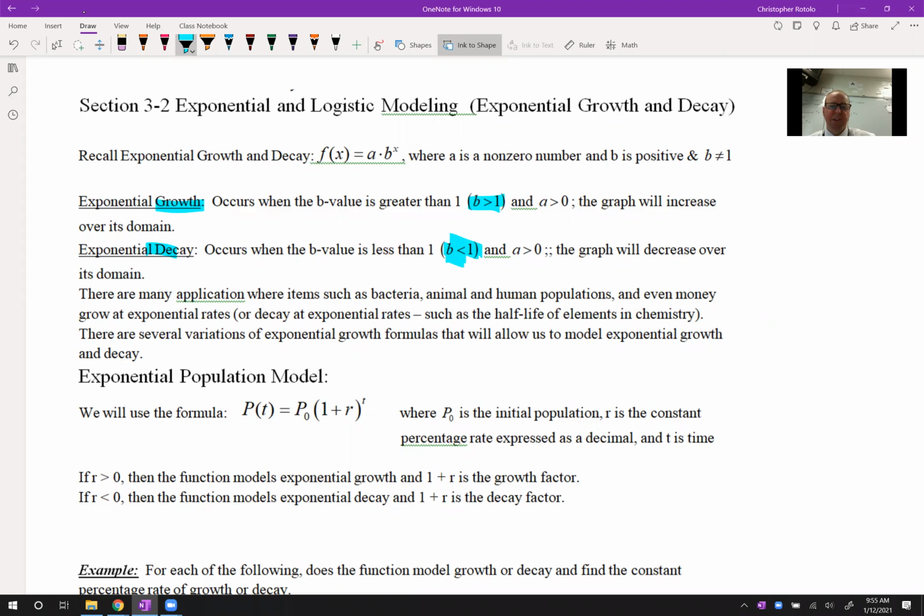We added in some things about the a value. We know basically that for a growth, it's going to increase over its domain left to right, as long as the a value is positive, right? That just means that we don't have a reflection of some sort. So without a reflection, we know that a growth increases and a decay decreases.